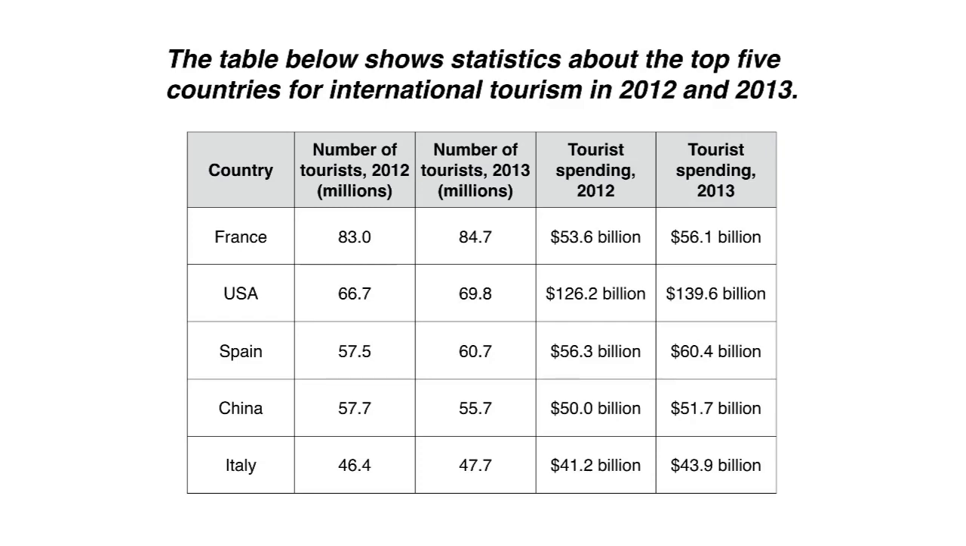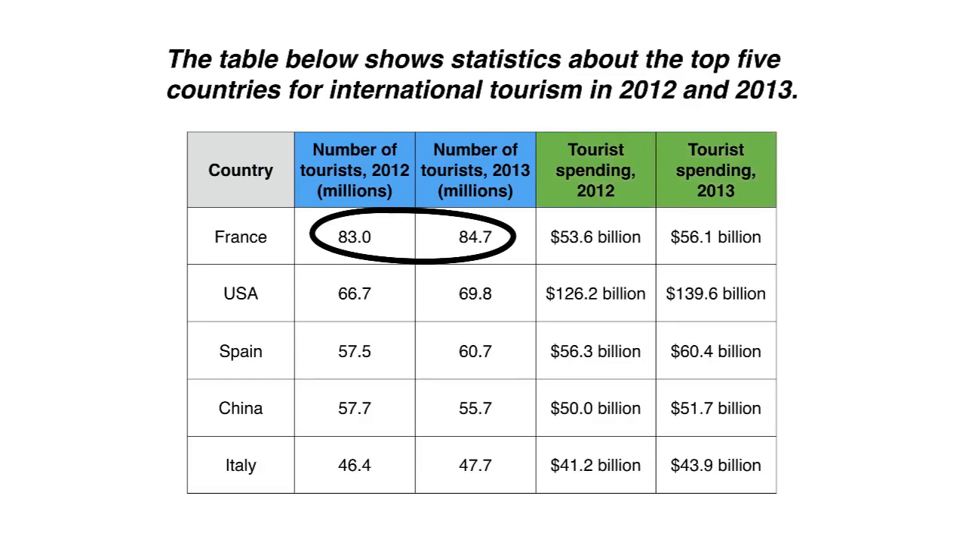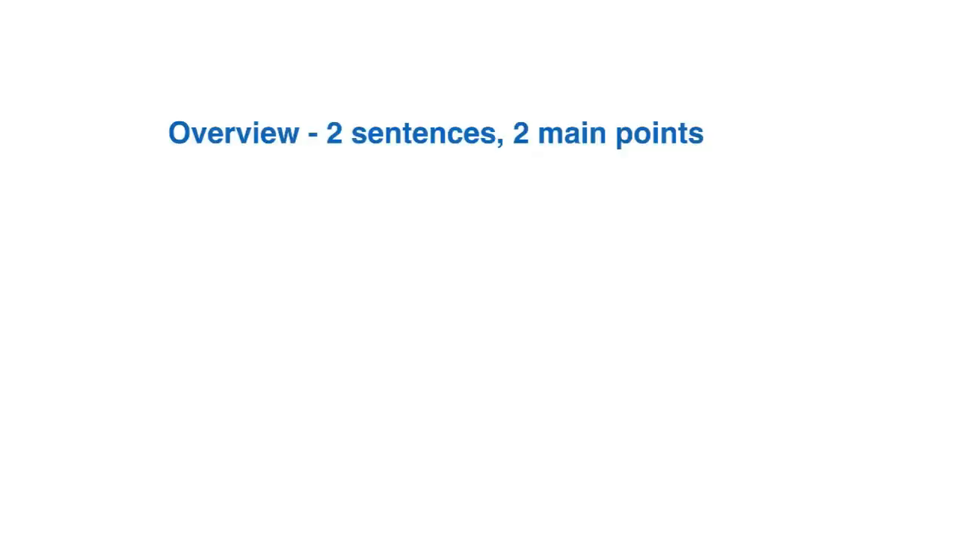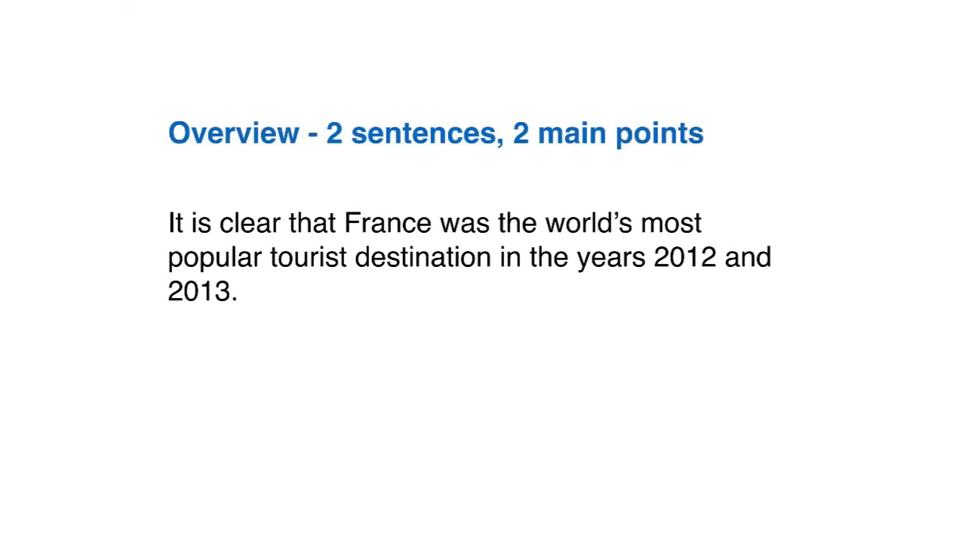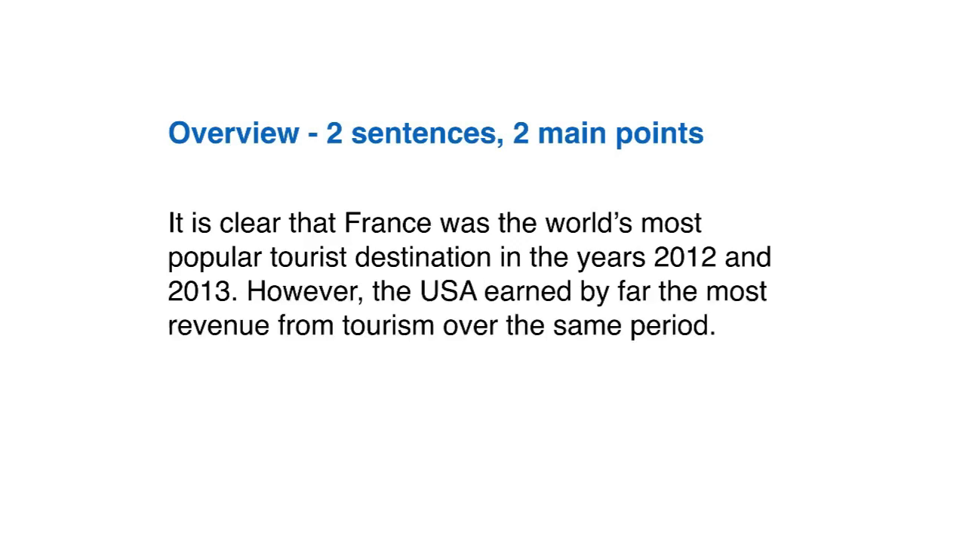I'm going to keep this one very simple and choose 1 main point about numbers of tourists, which will be France, the highest numbers, and 1 main point about tourist spending, which will be USA, the highest numbers. Easy. Let's see how I wrote that in my paragraph. First sentence. It is clear that France was the world's most popular tourist destination in the years 2012 and 2013. Next sentence. However, the USA earned by far the most revenue from tourism over the same period. That's the overview finished. Nice and simple.